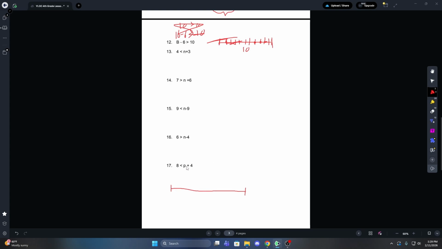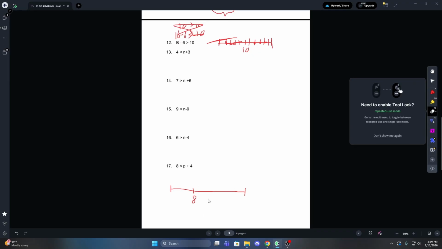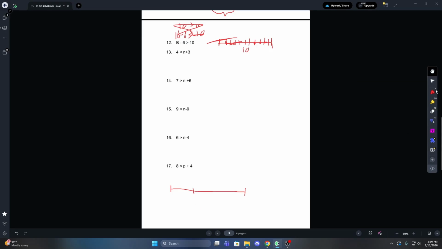So here, we have 8 is less than p plus 4. Another way you can think about it is p plus 4 is greater than 8, right? So that means whatever p added to 4 will be greater than 8. So I'm just going to say 8 is here. And actually, no, I take it back. Let's put that 8 more to the right, and you'll see why I do that. I'm not going to write out every single number. You can keep it in your head, right?